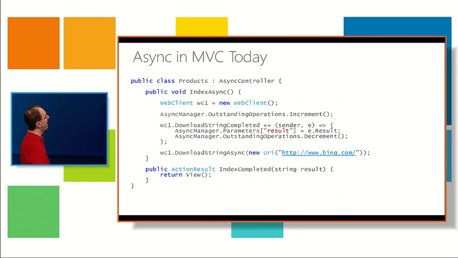Here's what you do today with MVC in order to enable it. We've supported it since ASP.NET MVC 2. It's a little bit messy code. You have to actually explicitly wire up callbacks. You have to kind of increment and decrement when you're actually doing operations. And you have to kind of manage the parameters that you pass. And you have a begin and an end method in order to do it. So this works today, lets you build really scalable solutions. But again, it's kind of a little bit messy.